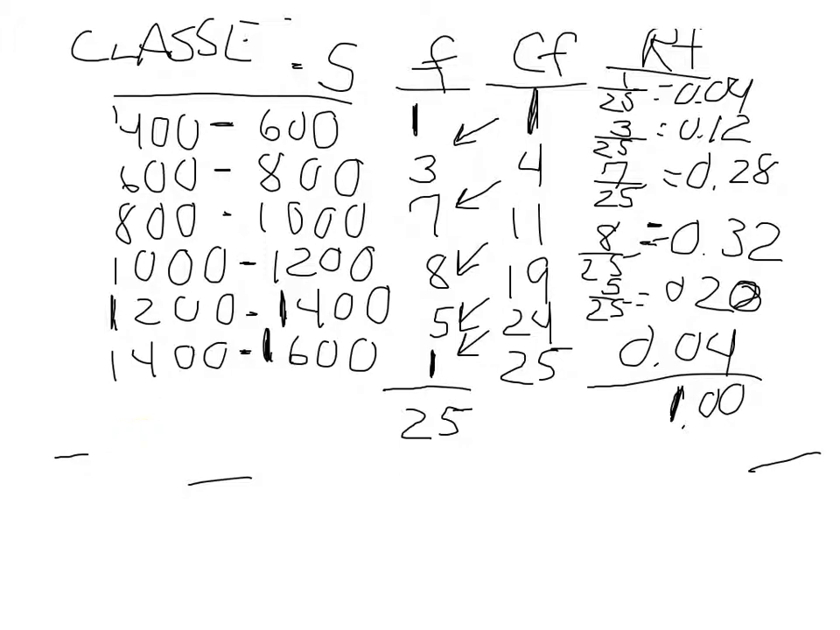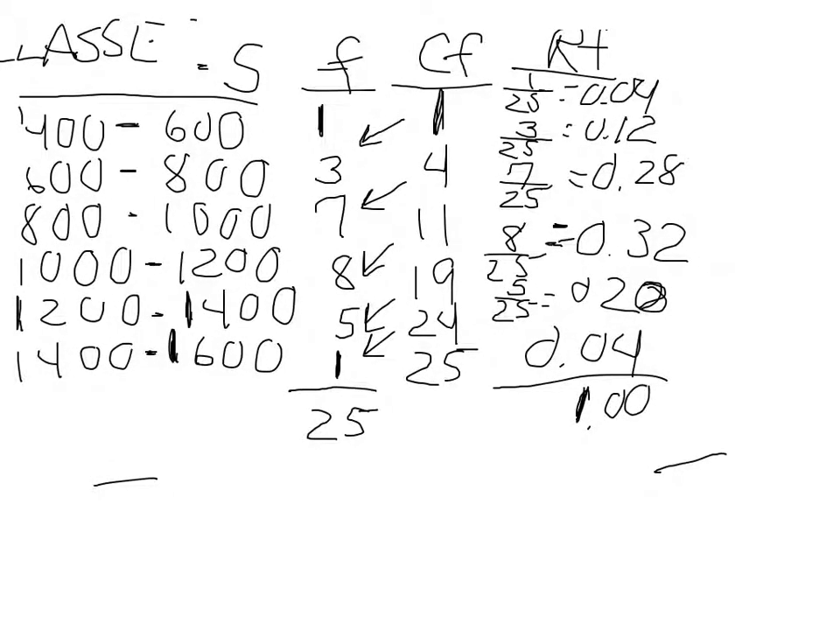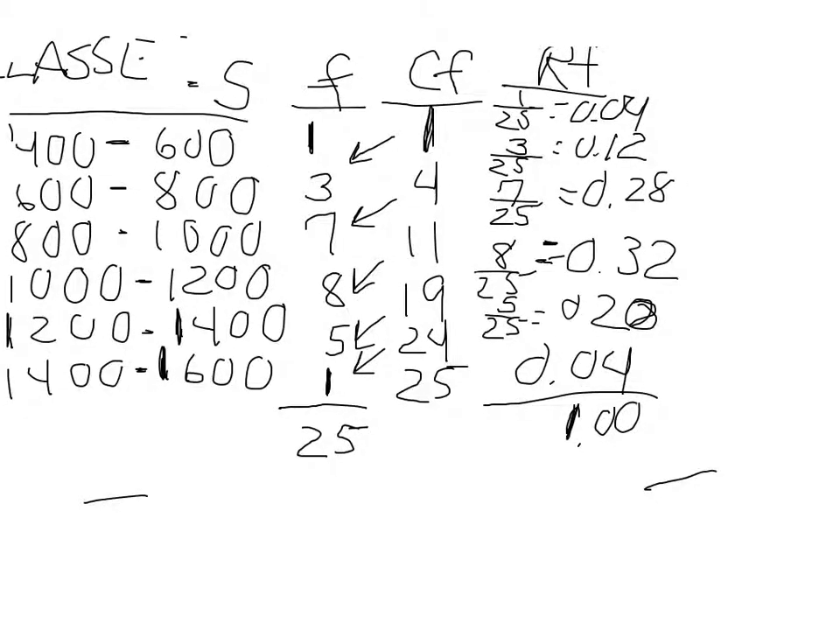Now, the cumulative relative frequency, you just zig and zag like you do for cumulative frequency, and the value in the last class should be 1. So cumulative relative frequency, you have 0.04. You just copy it over.